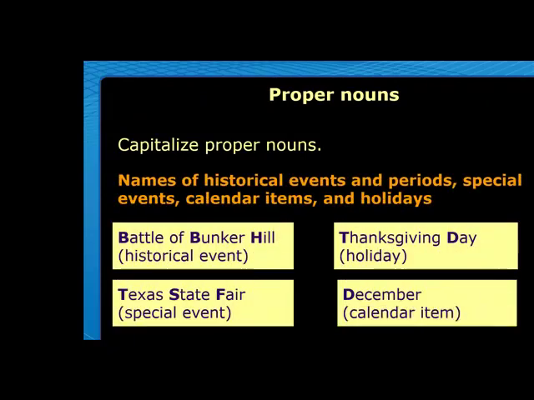Let's talk about events. When we have historical events, when we have holidays, they should be capitalized. Okay, like the Battle of Bunker Hill. By the way, we're not all Americans, okay? So we're not familiar with these kinds of incidents or events. Once you stumble upon or find yourself with an unusual name, capitalize it, okay? Like here, historical event.